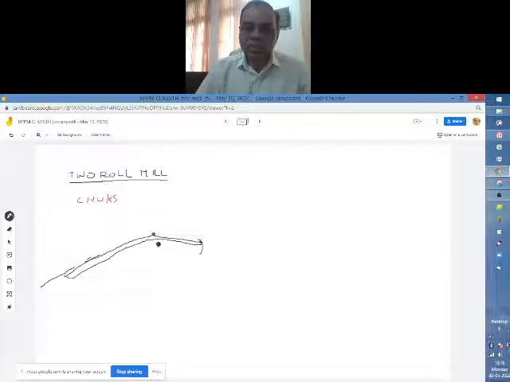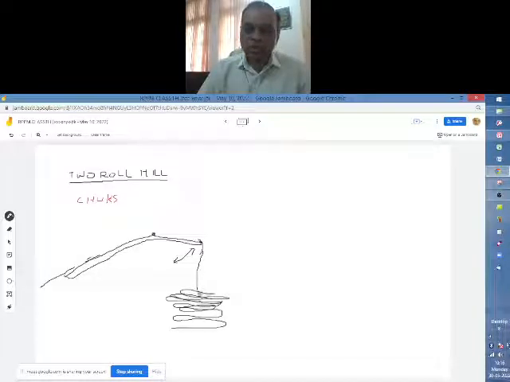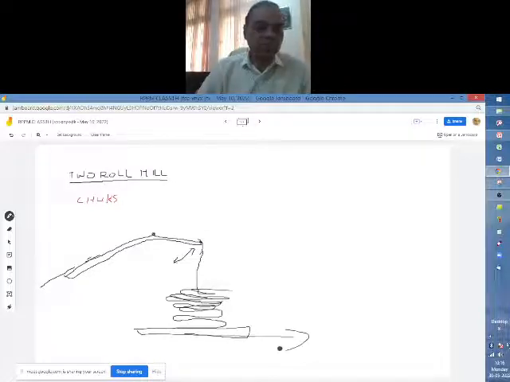Now this will execute a motion like this. It will go like an elephant trunk, up and down. So what will happen is, the sheet that comes down here will be folded one over the other and stacked like this, of equal width. And this will be in a trolley, and after some time it will be cut and then moved to one side.